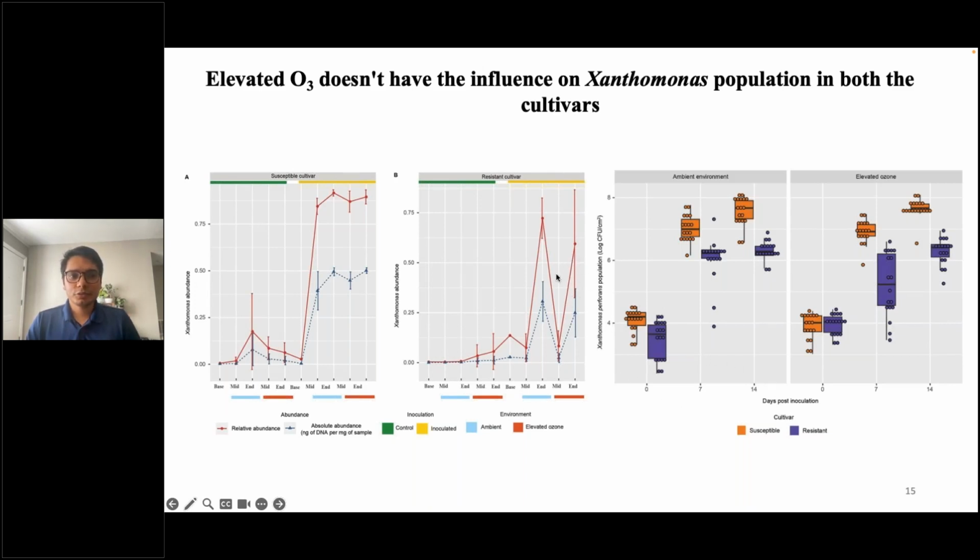So the high variability of the Xanthomonas population in the elevated ozone, both here in the relative and the absolute abundance and also in the population, might indicate a plastic response of the pathogen during adaptation to these resistant cultivars when there is a change in the environmental condition, as we had higher elevated ozone here.